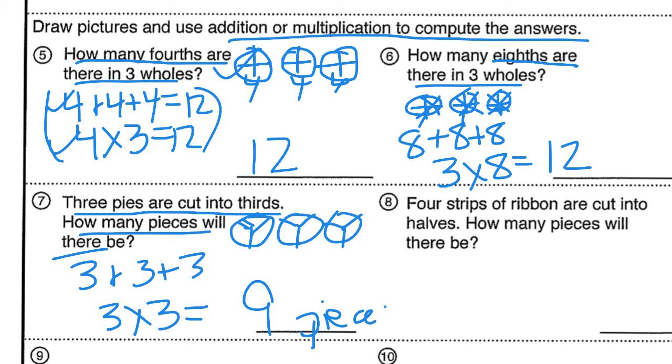Oh, did you forget a label? I bet you did. 9 pieces. If you remember to do your label without me, you're doing awesome. Number 8, you should have already done.